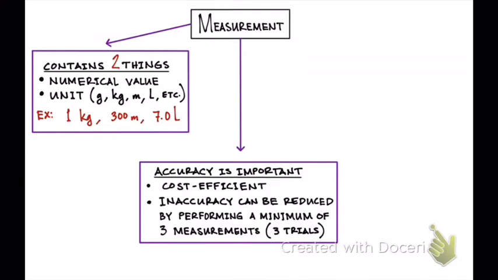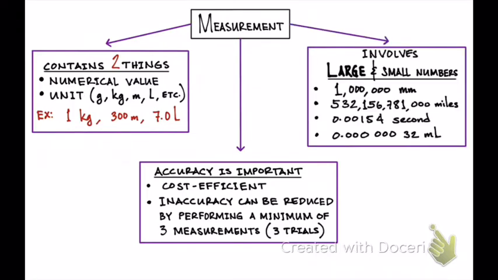Measurements can involve both large and small numbers. Large numbers can be in millions and billions, whereas small numbers can be in small fractions or even in micro level and nano level. Like, for example, large numbers such as 1 million or 532,156,781,000 miles, or smaller numbers like 0.00154 second or 0.000032 milliliter.